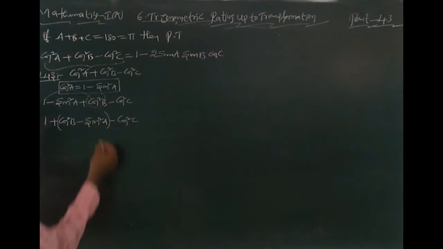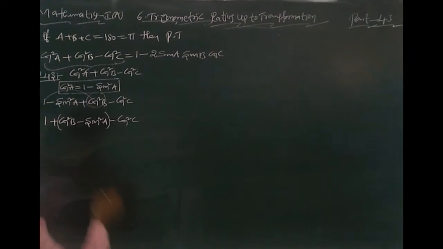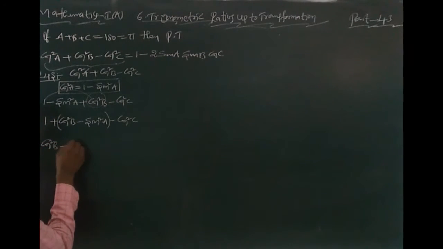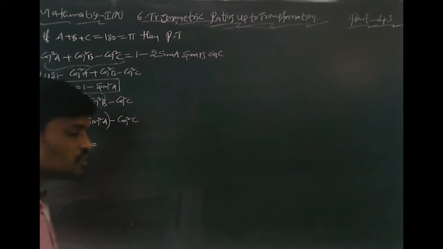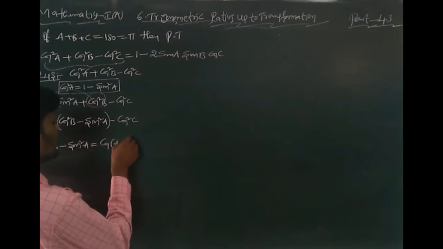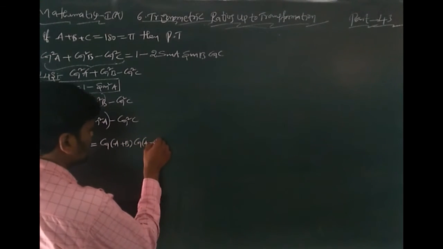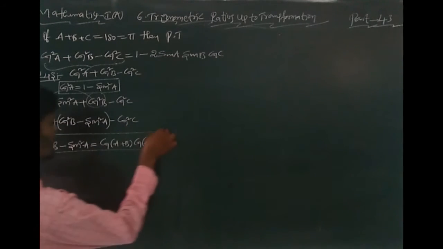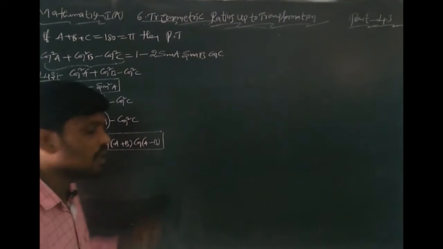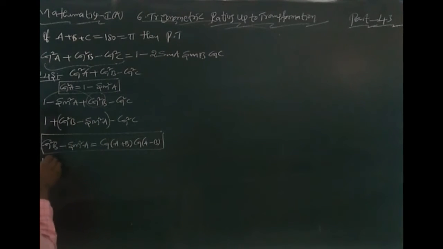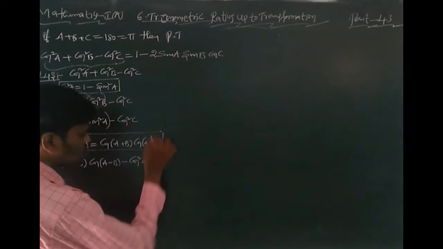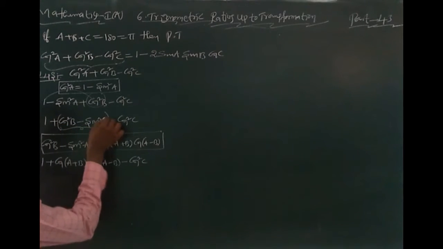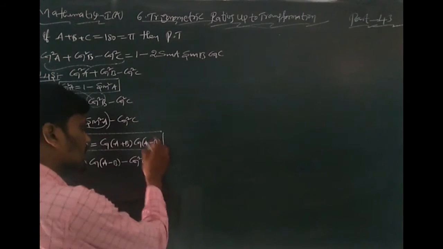See students, observe this: cos square B minus sin square A, there is a formula. What is that formula? Cos square B minus sin square A equals cos of A plus B into cos of A minus B. That one is the formula. You can write this formula. You get 1 plus cos of A plus B into cos of A minus B minus cos square C. Here, in place of cos square B minus sin square A, you can write this formula.